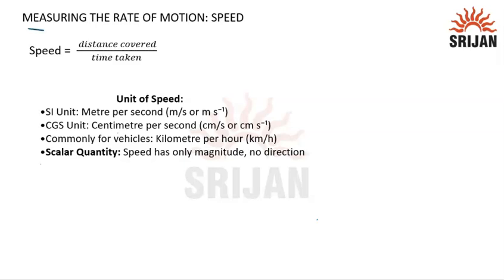The topic is measuring the rate of motion: speed. What is speed? Speed is the distance covered per unit time. Or we can say that it is the ratio of distance to the time taken.